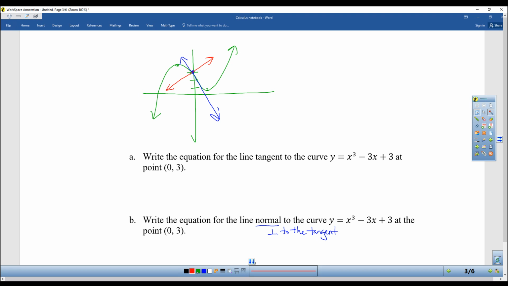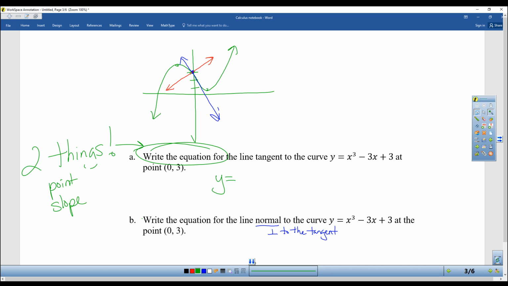All right, so tangent. Whenever it says write the equation of the line, you need two things to write the equation of a line. I'm going to harp on this because we will write equations of lines all the way through May. Two things are needed: a point and a slope. If they give you the point, you're golden. You're halfway there. y = (x - 0) + 3. Now all you need to know is that slope. What is the slope of that blue line?